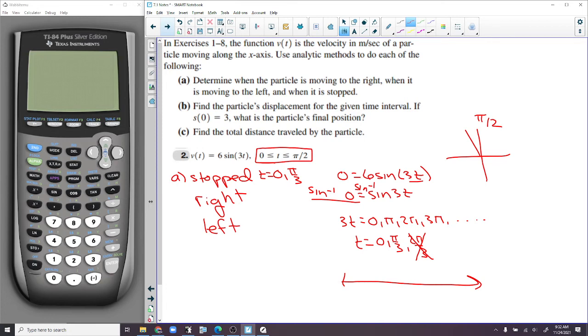Now we're going to do a number line, and we're going from 0 to pi over 2. So we have 0, which happens to be a zero. That doesn't always happen. Pi over 3, and then we've got to stop at pi over 2. Pi over 2 is not a zero, which is good. I like that. So what's between 0 and pi over 3? That would be nice.